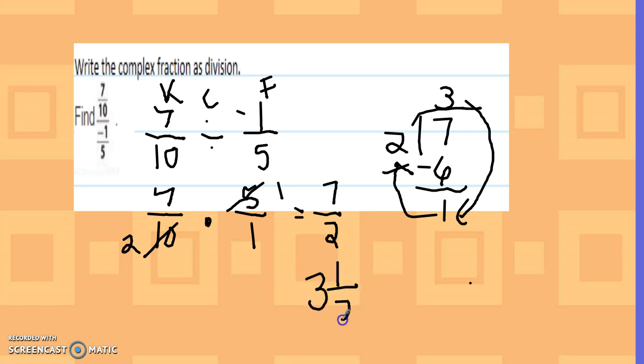Now we look at the signs. There's only one negative, and so that's an odd amount of signs. It is -3 1/2. If I go too fast or you don't understand something, rewind the video and rewatch it again. Okay, once again, if you see a complex fraction like this, the fraction on top goes on the left, the fraction on bottom goes on the right, and you KFC it. Okay, let's go to our next one.